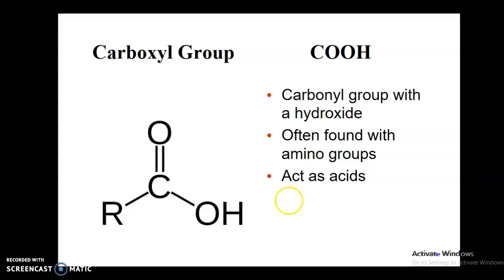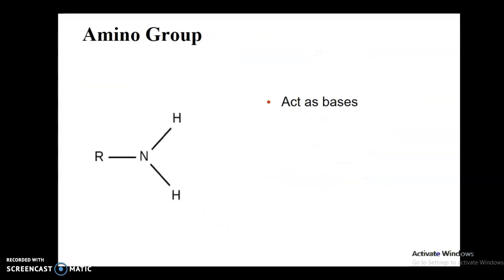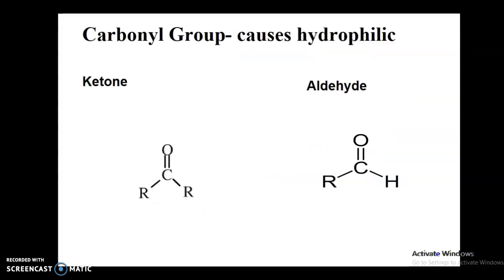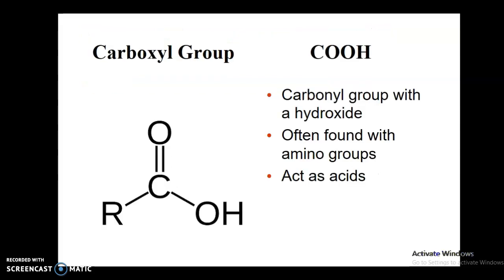Now the carboxyl group is almost identical, C with a double bond O, but instead of having an H for an aldehyde, it has a hydroxyl group. And this is often with amino acids, and so this acts as an acid. That hydroxyl will turn it to acid. Remember, the N in the amino group is going to give us a base. Amino acids would have the carboxyl group. And the carboxyl is C double bond O with a hydroxyl attached to it.